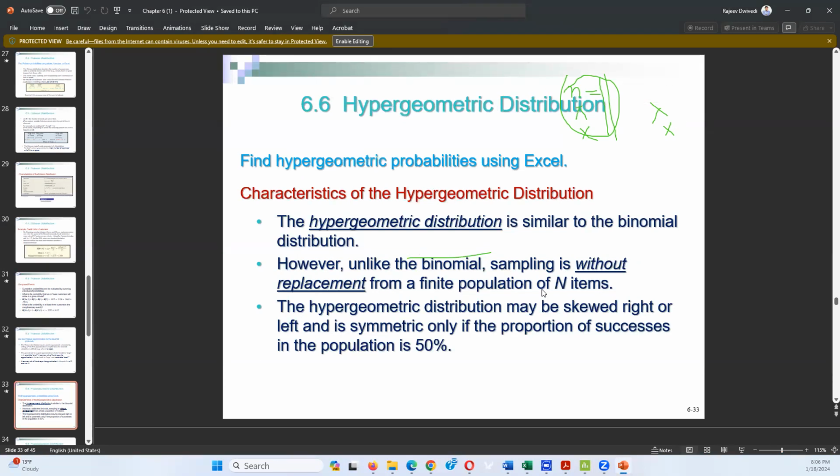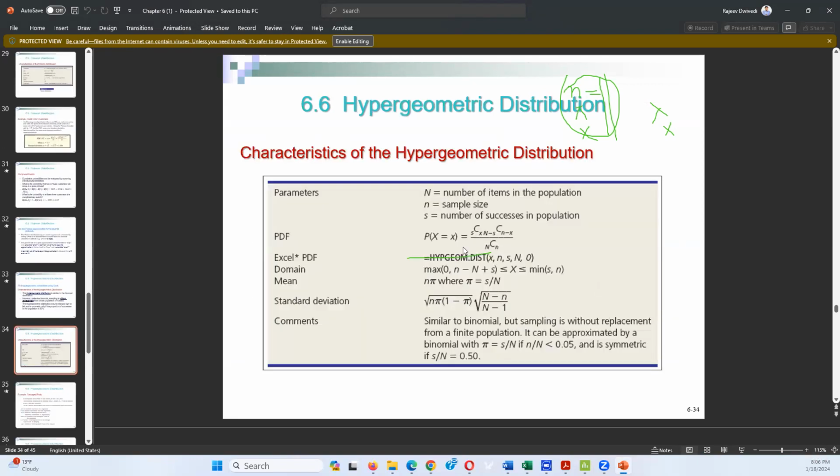Hypergeometric distribution can be used when there is a finite population, when capital N value is given. So basically here you get these three things: capital N, which is population; small n, which is sample size; and S, the number of successes in the population. This is the standard deviation, this is the mean. Another important thing.